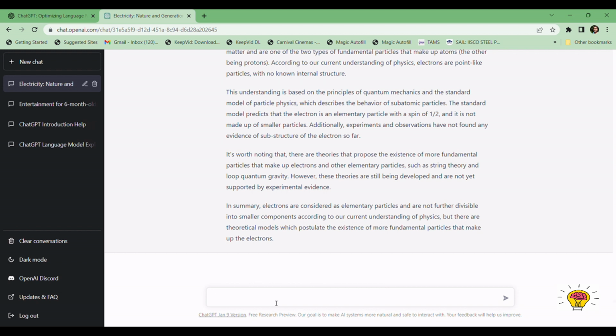There are theories that propose the existence of more fundamental particles that make up electrons and other fundamental particles, such as string theory and loop quantum gravity. However, these theories are still being developed. In summary, electrons are considered elementary particles and are not further divisible. But there are theoretical models which postulate the existence of more fundamental particles that make them up.